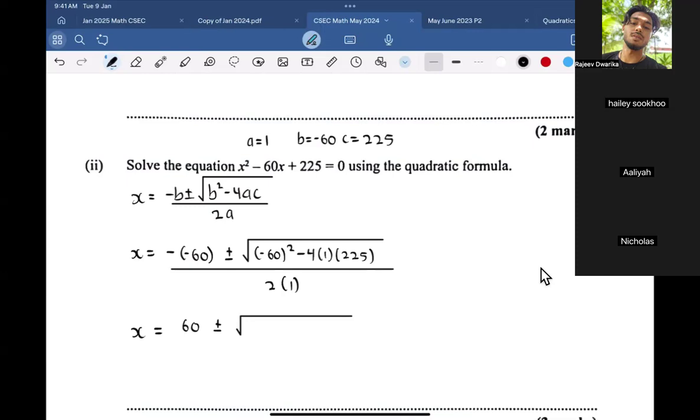Square root of 2700. Yeah, that's what I say. Is that correct? Yeah. As the maths boss, yes.